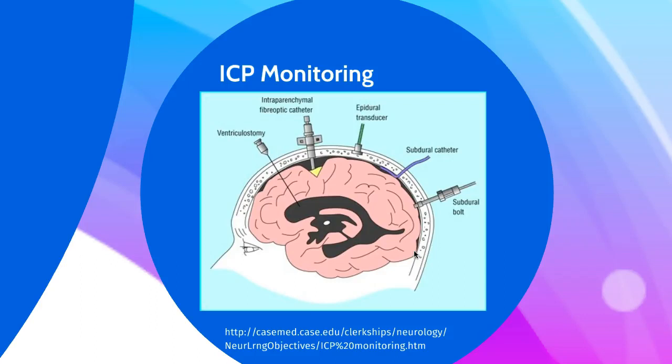And then there's the intraparenchymal fiber optic catheter. This is when one of the neurosurgeons comes to the bedside and places a bolt, and this is actually in the brain parenchyma. This can be monitored continuously. On our monitors, the kids who have these will have the ability to calculate the cerebral perfusion pressure and display that on the monitor. You can also have epidural and subdural catheters as well as bolts, but we often don't use those.